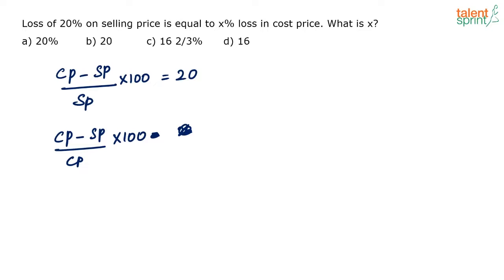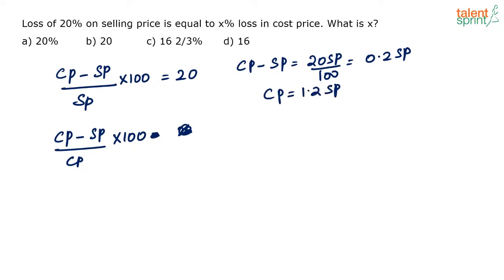Now before we start solving it, let us first simplify the expression on top. So what do you get? Cost price minus selling price is equal to 20 into the selling price divided by 100, or this is equal to 0.2 selling price, or I can say cost price is equal to 1.2 times the selling price. So this is the relationship between cost price and selling price that I get.